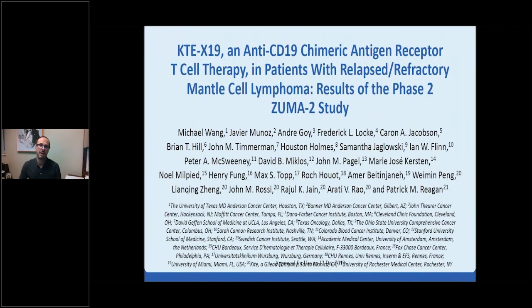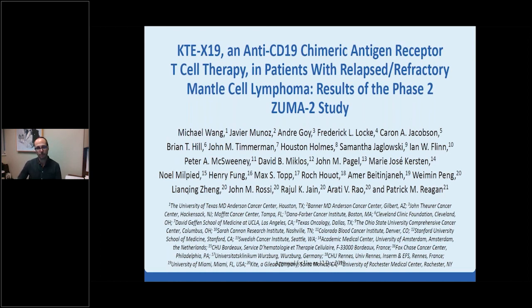The final treatment I wanted to review is CAR T therapy. So many of you might be familiar with CAR T therapy in relapsed refractory diffuse large B-cell lymphoma. So in mantle cell lymphoma, there is a similar product called KTE-X19. It's Health Canada approved, and I think this is something that will be coming to the clinic at some point soon.